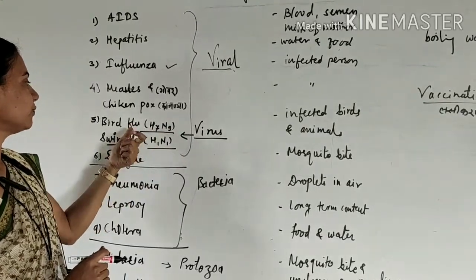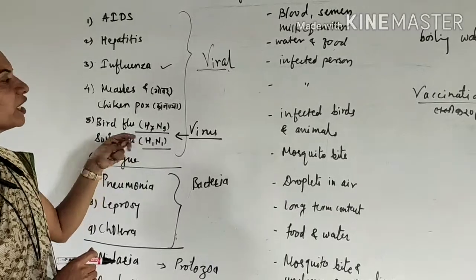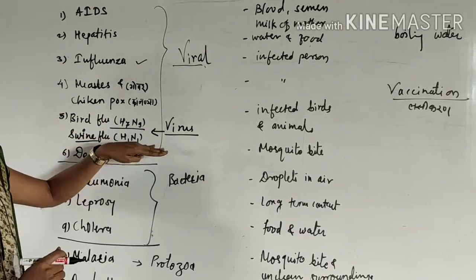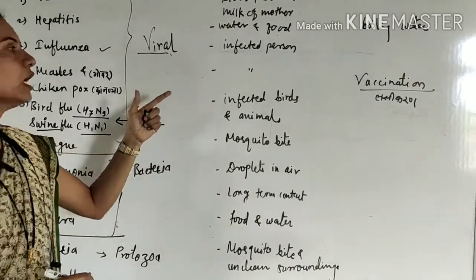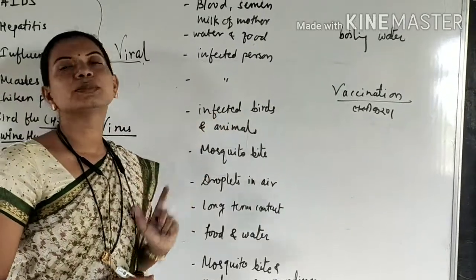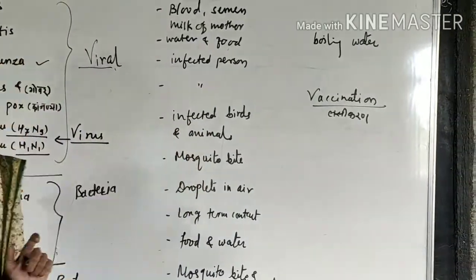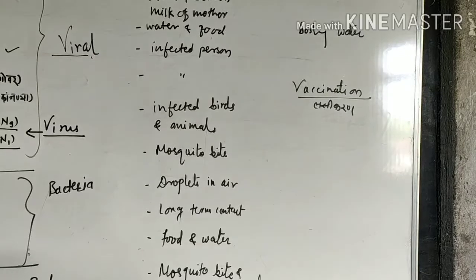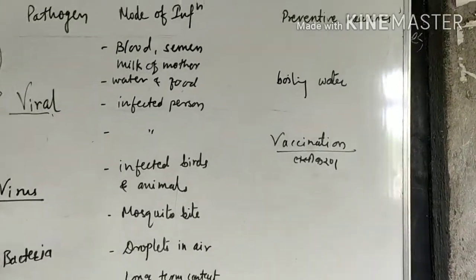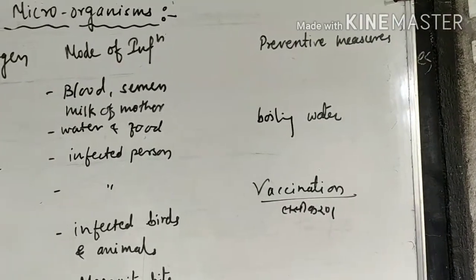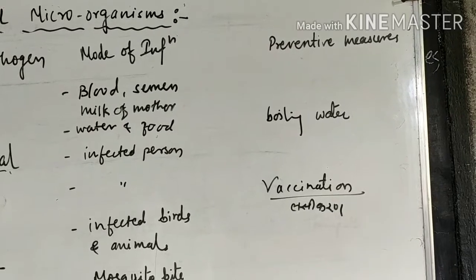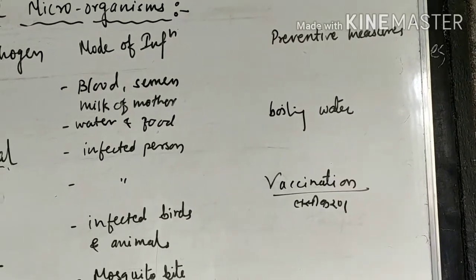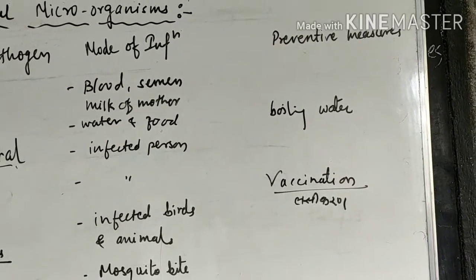Due to this bird flu and swine flu, these are the viral diseases, and mode of infection of these diseases is due to the come in contact with infected birds and animal. So you must take the preventive measures of this: cleanliness of your surrounding, also personal hygiene and properly cooked meat.